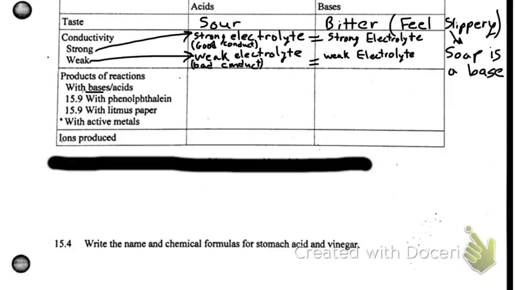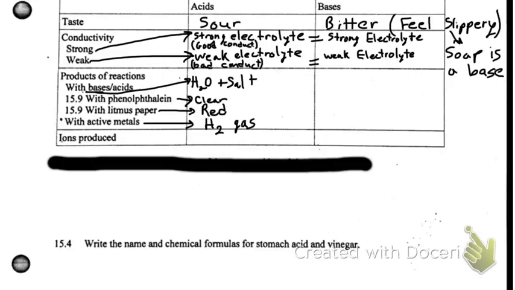Now we're going to talk about products of reactions. When an acid interacts with a base, they form water and a salt. You guys know that from our neutralization work. When an acid hits phenolphthalein, what we use in our titrations, it's clear. When an acid hits litmus paper, it's red. And when acids interact with active metals, they form hydrogen gas.